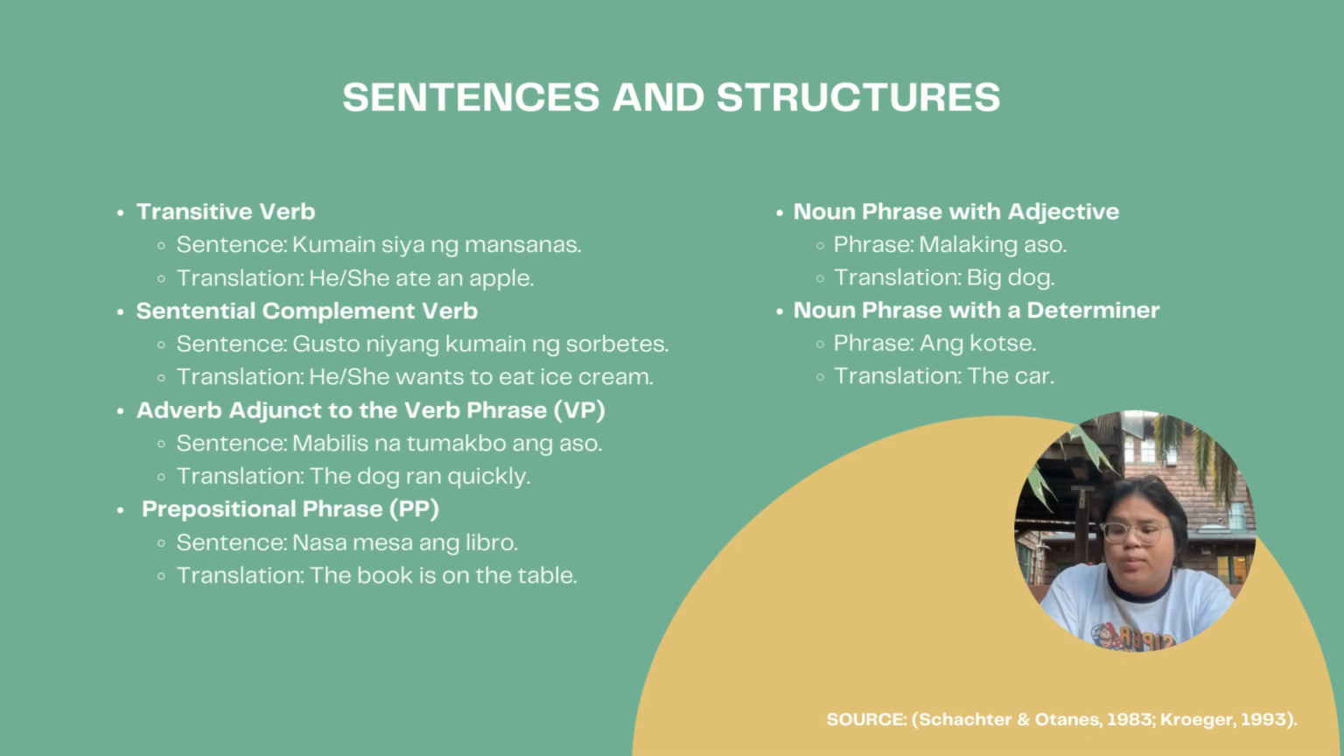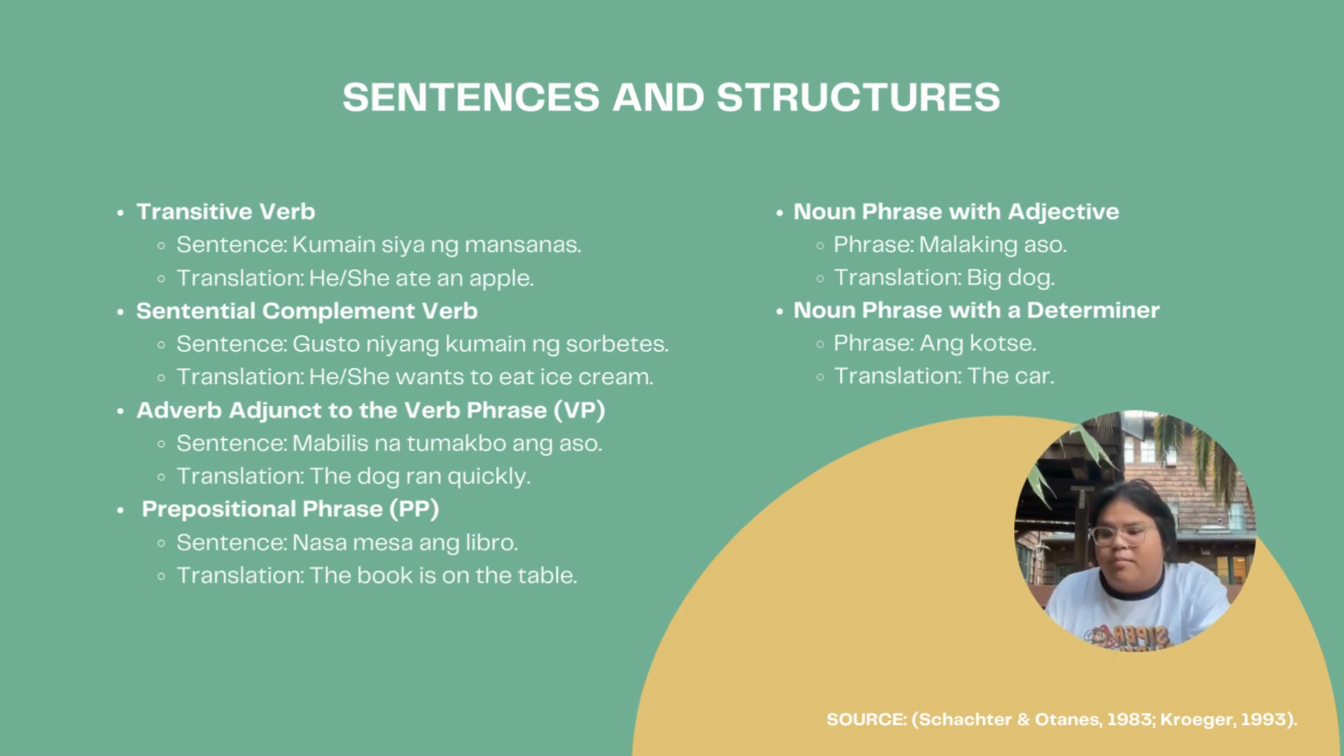So in a transitive verb sentence, like kumain siya ng mansanas, meaning he or she ate an apple, we see a very clear VSO structure. For sentences with sentential complement verbs such as gusto niyang kumain ng sorbetes, translating to he or she wants to eat ice cream, the sentence structure becomes more complex. So when an adverb adjunct is added to the verb phrase, as in mabilis na tumakbo ang aso, meaning the dog ran quickly, we see how adverbs integrate into the sentence.